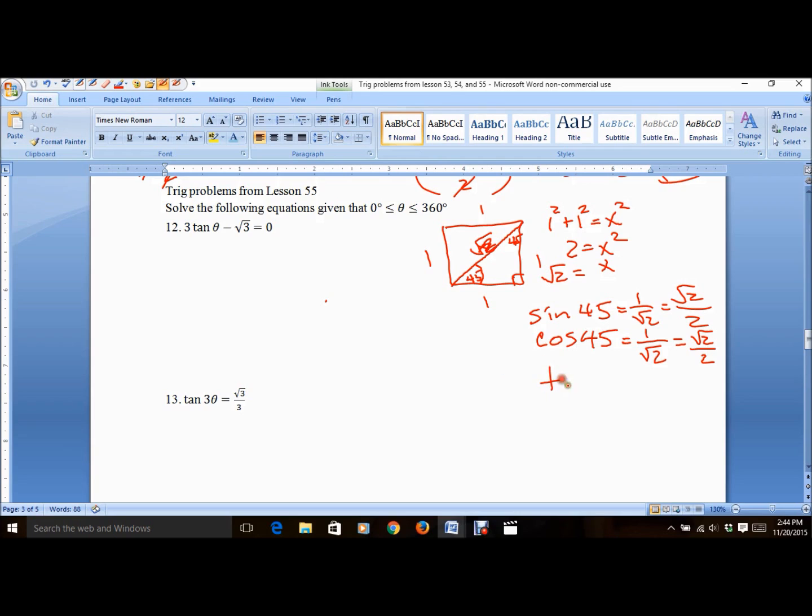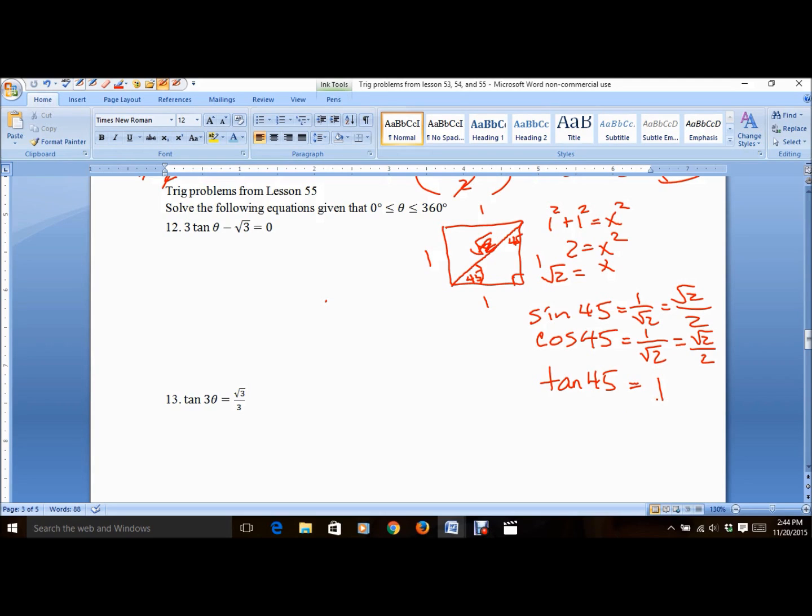Then tangent of a 45 degree angle is always either 1 or negative 1, depending on what quadrant you're in, because you're just taking opposite over adjacent. So that's 1 over 1, or 1. So for all the different angles that relate to 45, like 135, 225, 315, all those angles are going to have some variation of either square root of 2 over 2 or negative square root of 2 over 2 for the sine and cosine, and either 1 or negative 1 for the tangent.